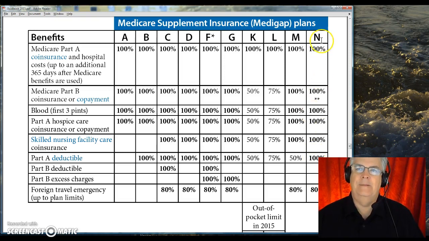So the Plan N, when you're younger, and when I say younger, if you're 65 to 72 or so, and you never go to the doctor, a Plan N might be okay. But here of late, I'm dealing with a lot of people who are 75 and above, and they're going to the doctor more. As we all age, we tend to go to the doctor more. The Plan G will cover a whole lot more than that Plan N will because of the excess charges and because of the copays that they're paying on that Medicare Part B.